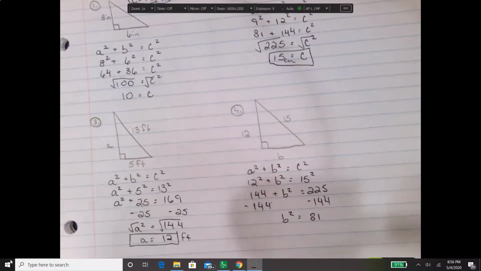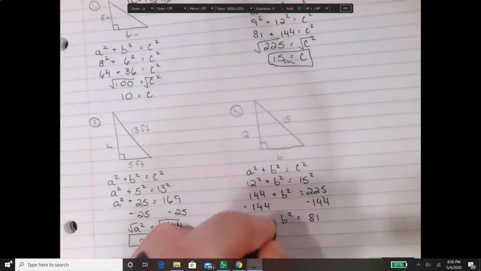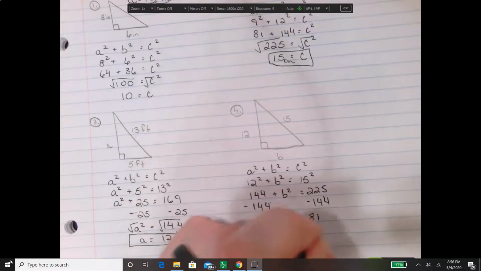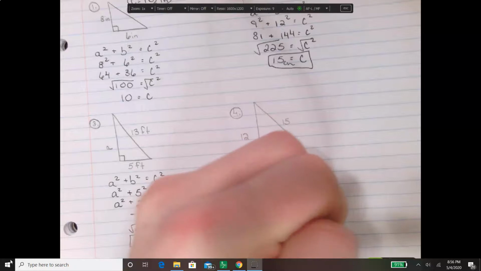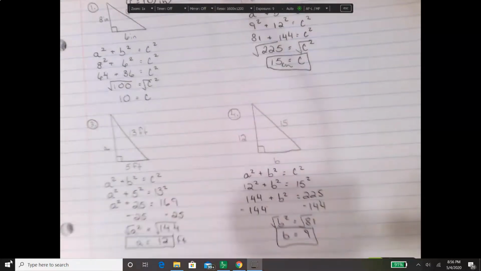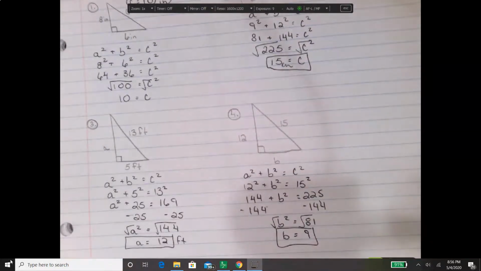I'm looking for b, not b squared. So I'm going to take the square root of b, and I'm also going to take the square root of 81. So b is equal to 9, and that's because 9 times 9 is 81. And on this problem, we don't have any units. We just know that it's equal to 9, so we would just say 9 units.